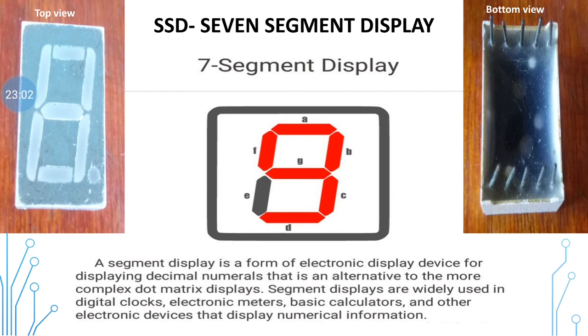A 7-segment display is a form of electronic display device for displaying decimal numbers that is an alternative to the more complex dot matrix display. They are most commonly used in digital clocks, electronic meters, displays, and so on, and in calculators too.